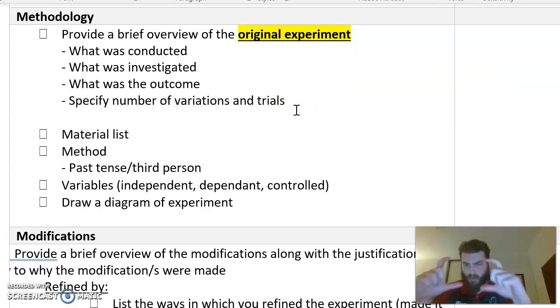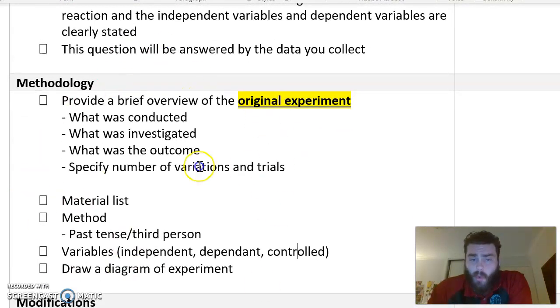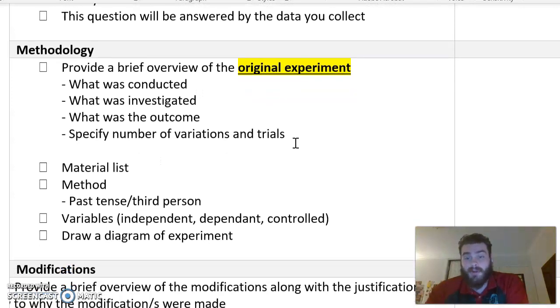Okay, so that's just a small little paragraph required. And that is your methodology, all of this related to the original experiment. Alright, that's giving us a basis of what we are then going to modify and refine and reconduct for our modified experiment.